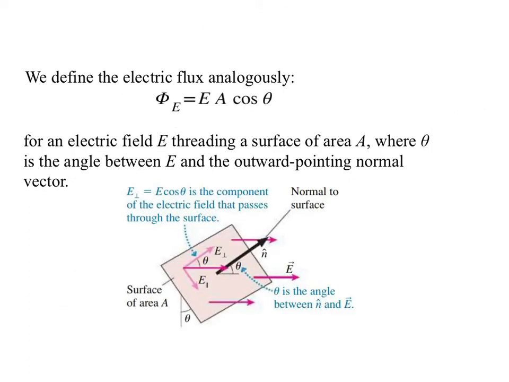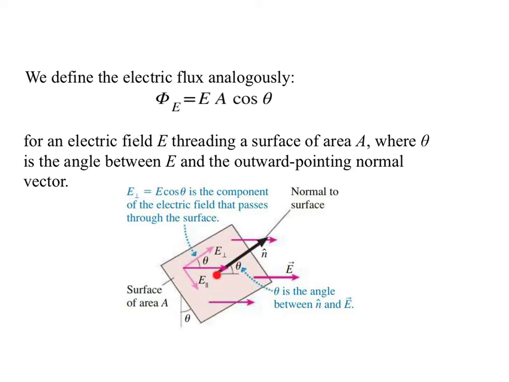We're going to define the electric flux analogously. We're going to say that the electric flux, symbolized by the Greek letter phi for flux, and usually this little subscript E just to say that's the flux of the electric field. You'll see that come and go as people are lazy or not in writing it, but in principle we should say the electric flux through a surface is the electric field strength times the area times the cosine of the angle between them.